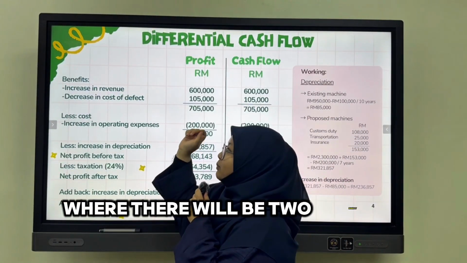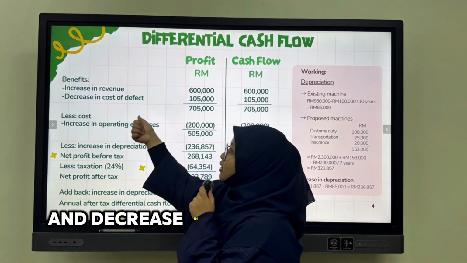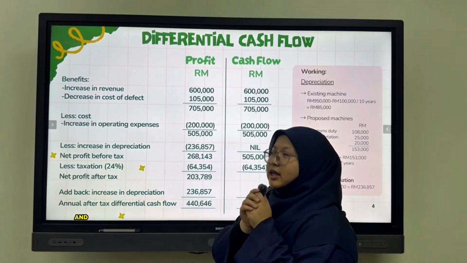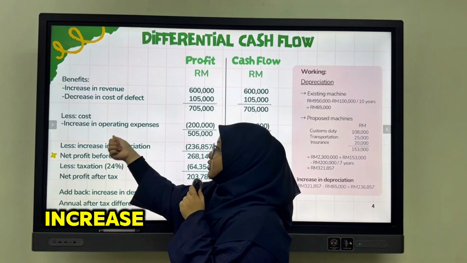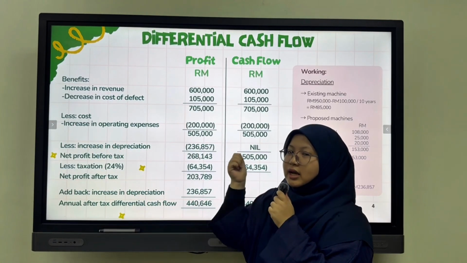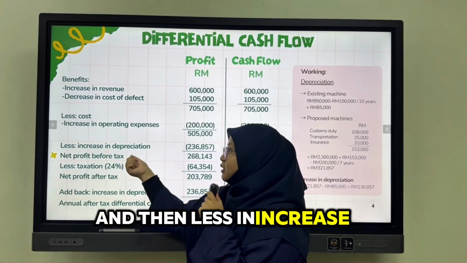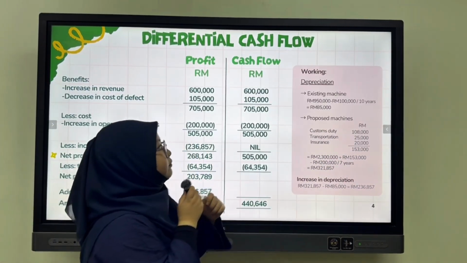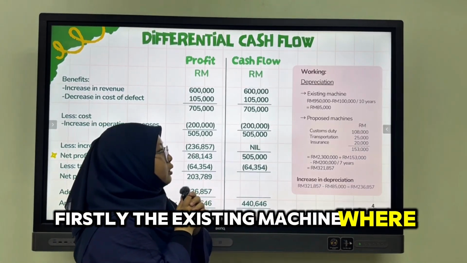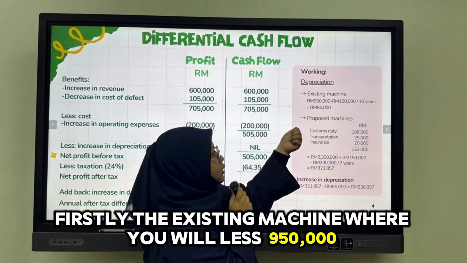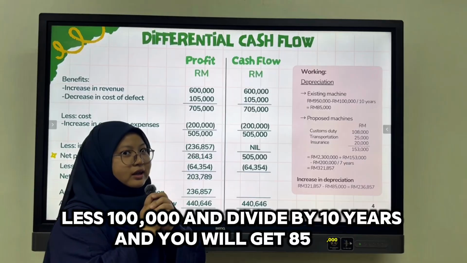Okay, so let's move on to the differential cash flow. There will be two benefits, consisting of an increase in revenue of 600,000 and a decrease in cost of defects of 105,000, and then you will get 705,000. Less the increase in operating expenses of 200,000, the amount will be 505,000. And then less the increase in depreciation, where the working for depreciation, firstly, for the existing machine, is 950,000 less 100,000 divided by 10 years, and you will get 85,000.